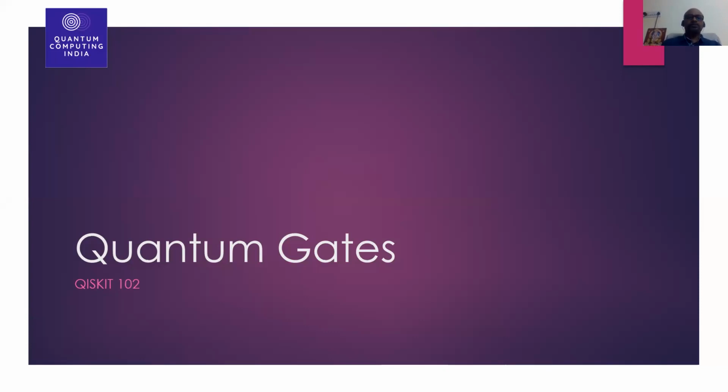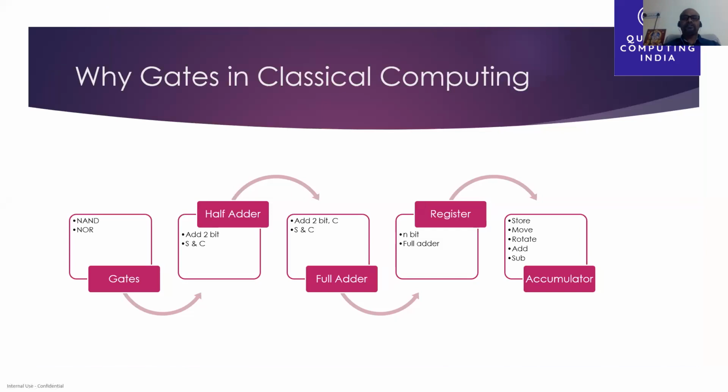Let me start with the necessity for gates. So why do we need gates? Let us start from classical computing, because by comparing with classical computing we will be able to understand that it is doing something similar. Those who come from a computer science background might have studied these words: logical gates, half adder, full adder, register, accumulator. These things are covered in a subject called computer architecture.